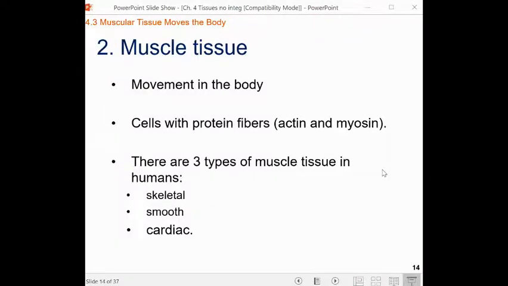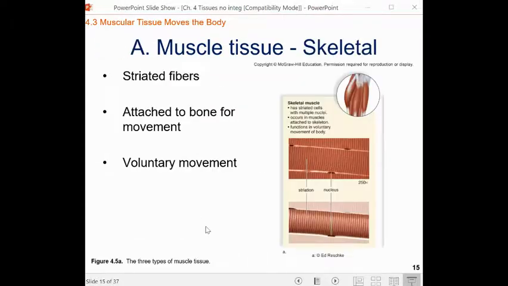Our next category is muscle tissue. This is where movement in the body occurs. Cells with very organized protein fibers, actin and myosin specifically. And this movement, these types of muscle cells can be categorized into 3 different categories: skeletal, smooth, and cardiac.